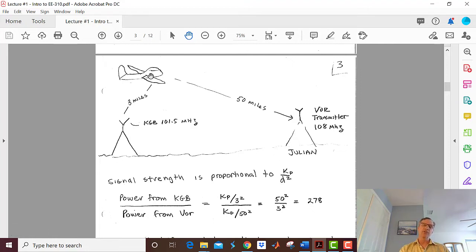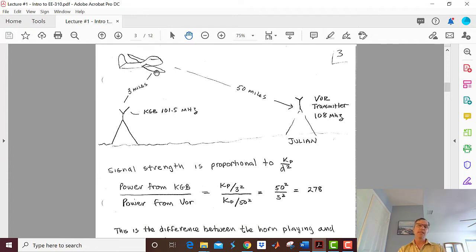Well, I know that signal strength received at any receiver is proportional to some constant divided by the square of the distance. It's a good formula, because you can see that as distance goes up, the signal strength would go down. So it looks like the right thing is in the denominator. And Kp is a constant that depends on a lot of things. It depends on the terrain. It depends on the medium that it's transmitting through, etc. But the bottom line is, if we say the media is the same because they're just going through the air, let's look at the ratio of KGB's power to the VOR station.